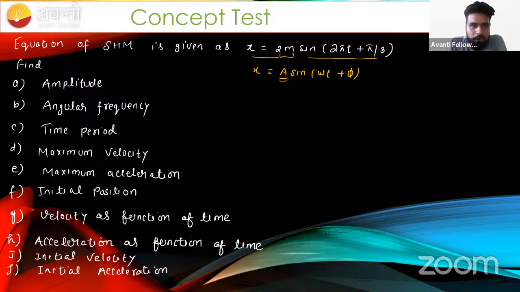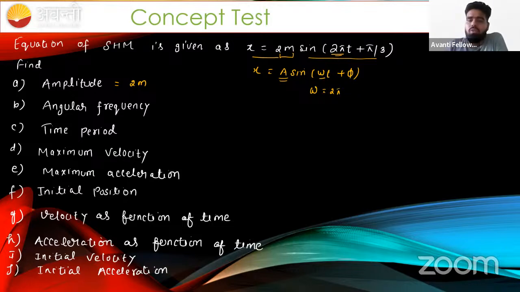So what is the value of amplitude? By comparing the given equation with our standard equation, we can say this is 2 meter. I hope this is clear to everyone. What is angular frequency? This omega is known as angular frequency, and here it is very clear that omega is nothing but 2 pi.